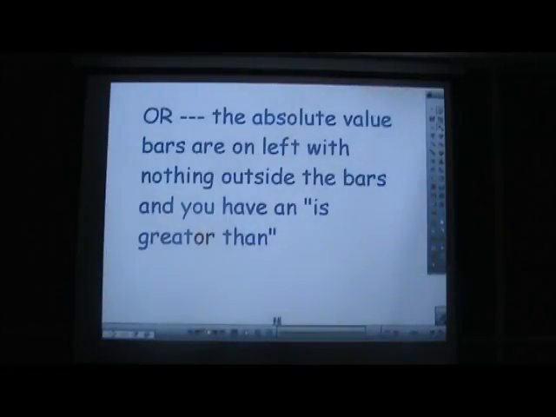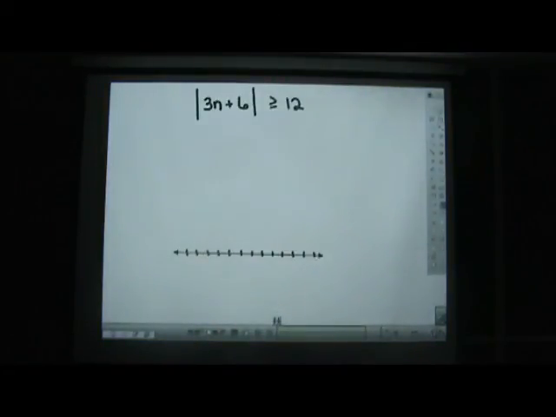All right, the other possibility is that we're going to really mean the word or. So that's when the absolute value bars are on the left with nothing outside the bars, everything's inside the bars, and you have a greater than sign. Now I purposely misspelled greater and put it as OR there at the end, because if you say it great or than, you'll remember that when it's the greater than symbol, that's when it's the word or. All right, we'll do just a couple of these.